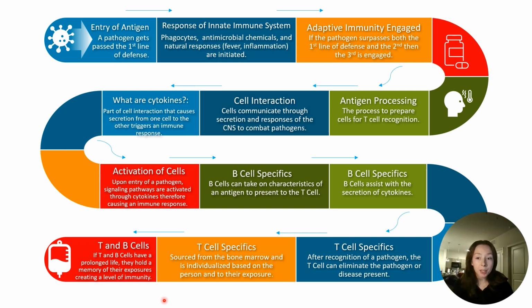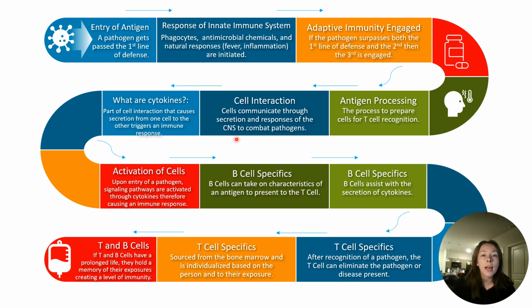And so, if the pathogen lives on and continues to survive within our body's environment, then the adaptive immunity is going to be engaged, meaning that it's gone through the first and second, and now the third strike, you're out. So the antigen is going to be processed. This helps prepare the antigen so it can be recognized by the T cell. Then it can do its thing, which we'll get to towards the end of the flowchart.